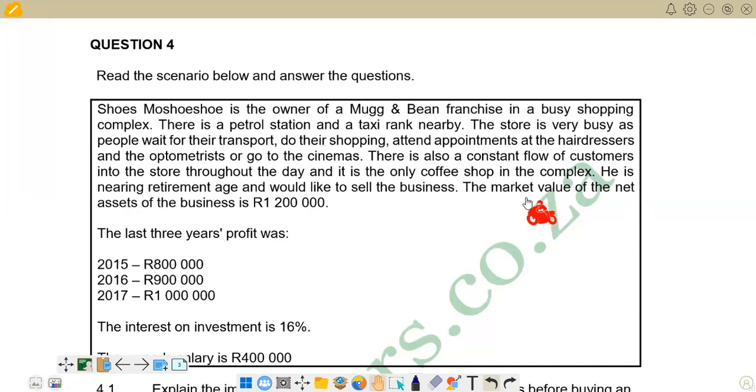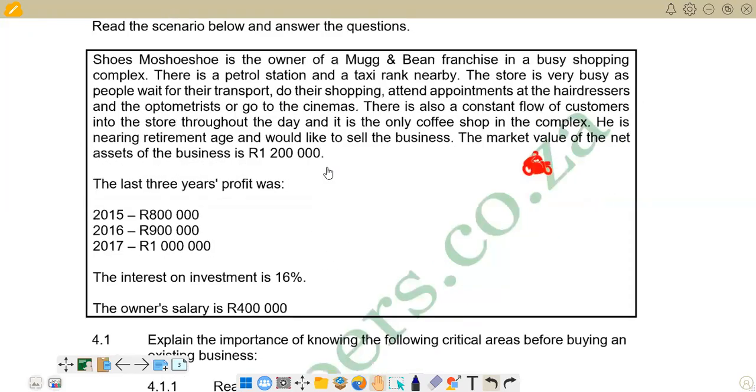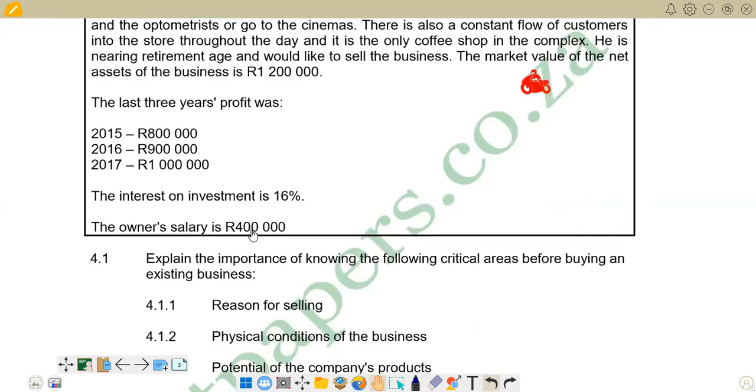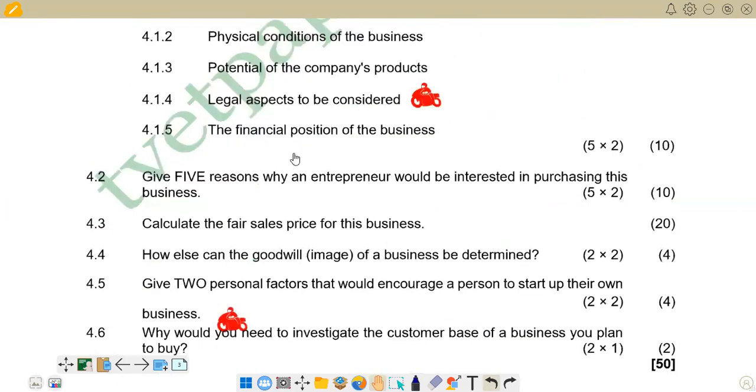The market value of the net assets of the business is 1,200,000 rands. The last 3 years' profit was: 2015, 800,000 rands; 2016, 900,000 rands; 2017, 1 million rands. The interest on the investment is 16%. We're also given that the owner's salary is 400,000 rands. So this is what we have. Question 4.3 is the one we are specifically looking at in this video: calculate the fair sales price for this business.